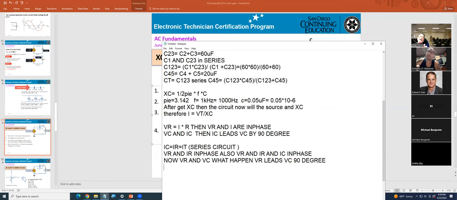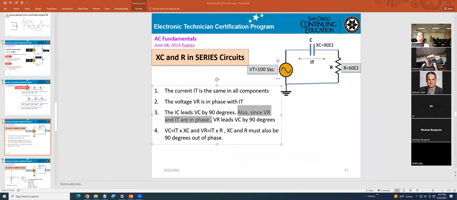And also, you know, IR also leads the VC by 90 degrees. The thing is, IC, IR, IT, they're only one current. However, IC leads VC by 90. So that will be telling you VR also leads VC by 90 degrees. VC equals IT times XC, VR equals IT times R. XC and R must also be 90 degrees out of phase. That's what they explain to you here.